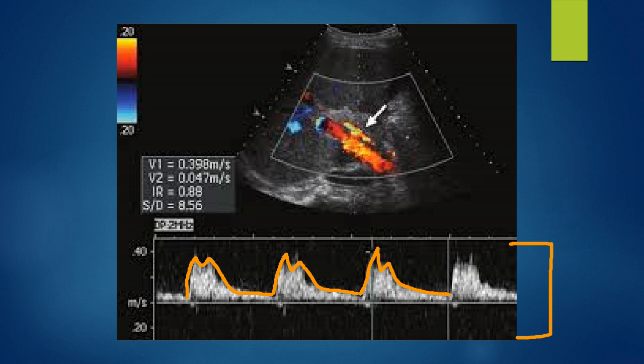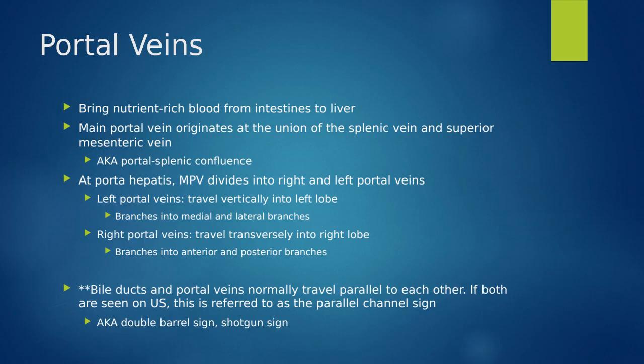Portal veins are also going to be the main supply to the liver. It's going to bring nutrient-rich blood from the intestines to the liver. Like we said, the portal vein is comprised of the superior mesenteric vein from the intestines and the splenic vein from the spleen. Those two vessels join together to form that main portal vein. And then from there, it will branch off further. That connection between the SMV and the splenic vein is what we call the portal splenic confluence. The two of them are converging together.